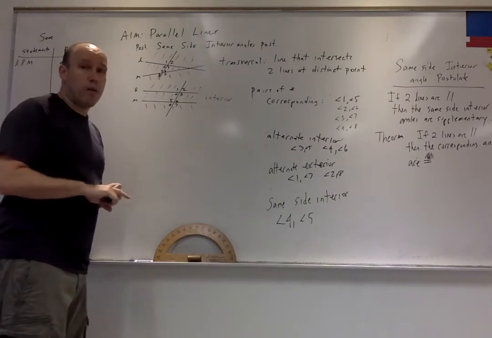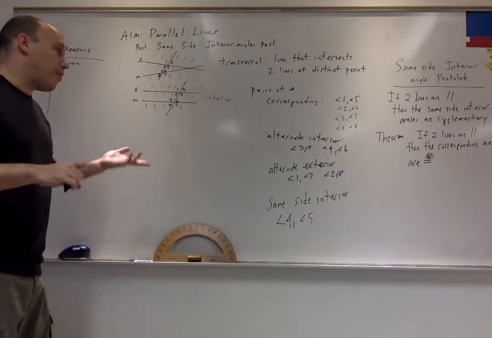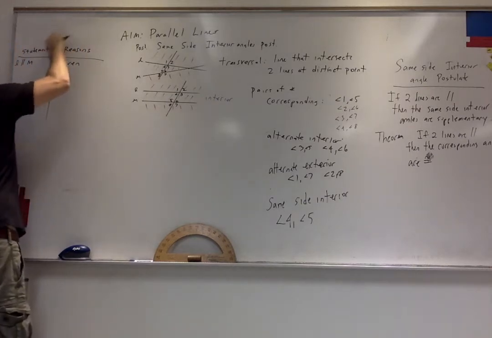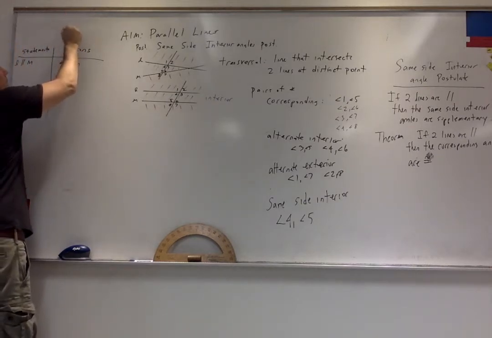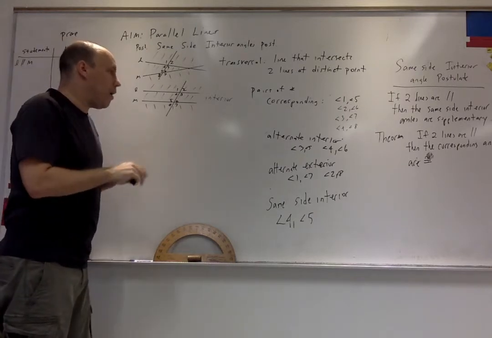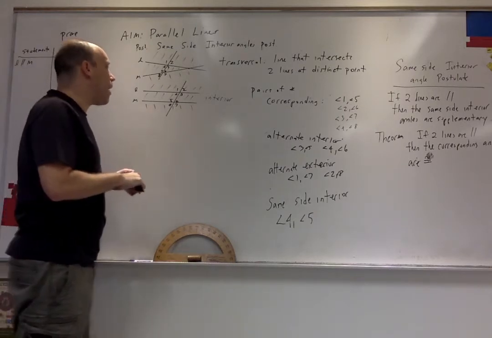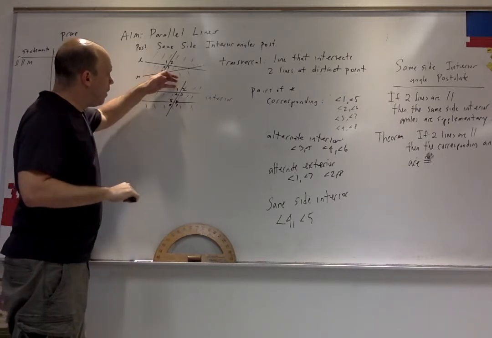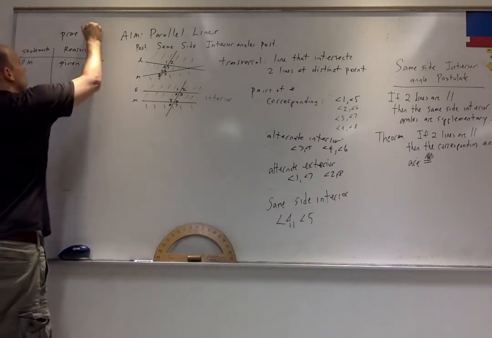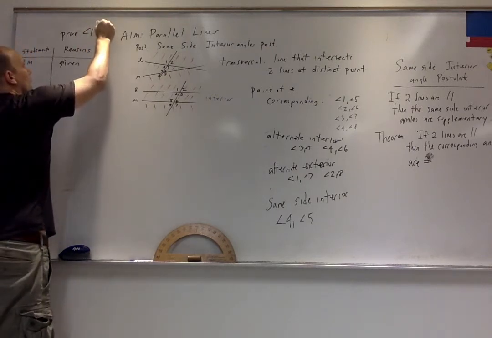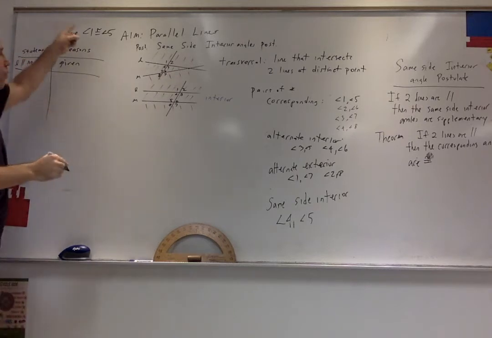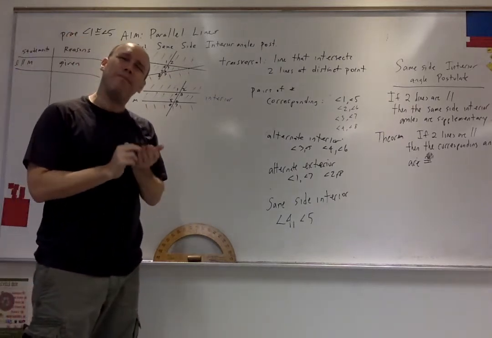What else do we know? Well, what are we trying to prove? On the top, I usually write, prove what? Well, I'm trying to prove my corresponding angles are congruent. So how can I prove that angle 1 is congruent to angle 5? That's what I have to prove. Prove angle 1 is congruent to angle 5.